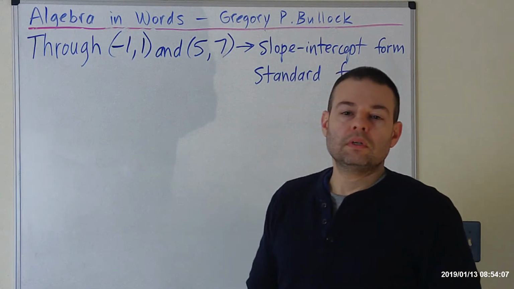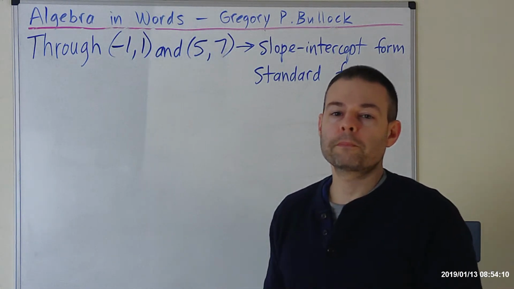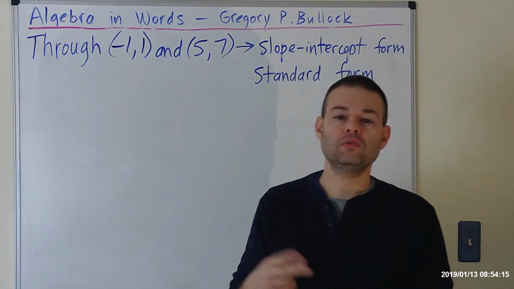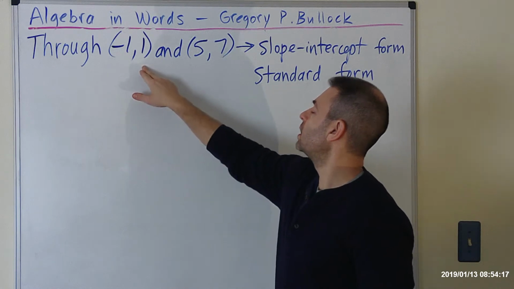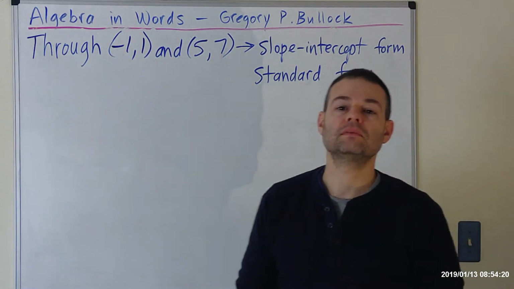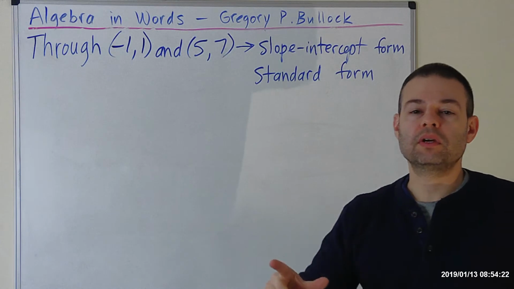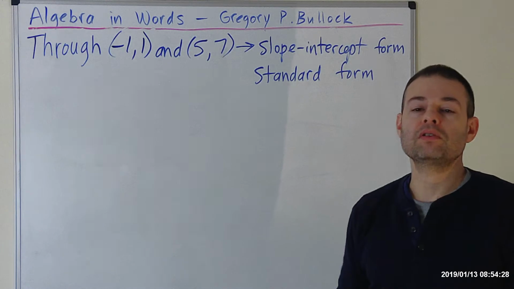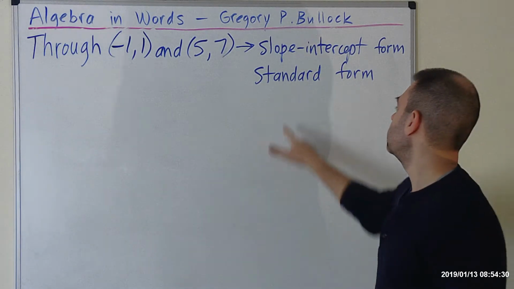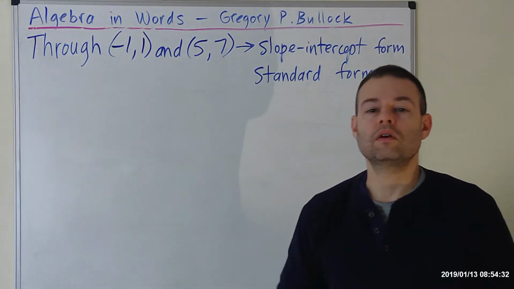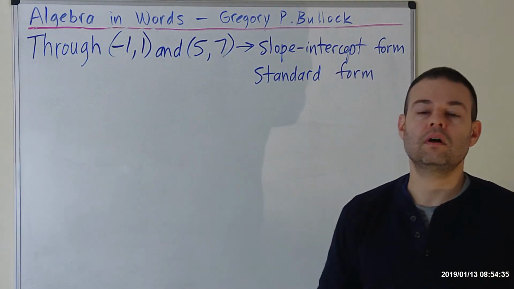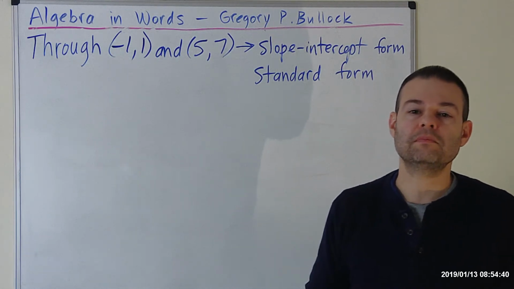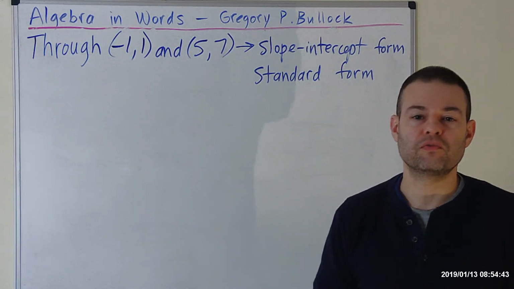In this problem, there's a few things we're going to do. We want to give the equation of a line that passes through these two given points, negative 1, 1, and 5, 7. We want to report our answer first in slope-intercept form, and I'm also going to show you how to give the answer in standard form. That way we get a little practice converting from one form of the equation to another, because a question might ask you to answer in either of those two forms.